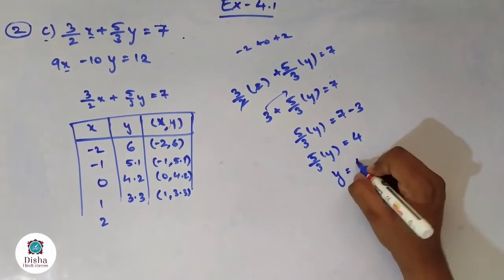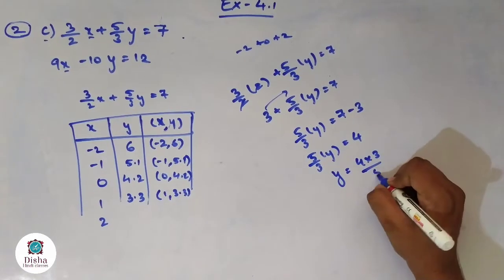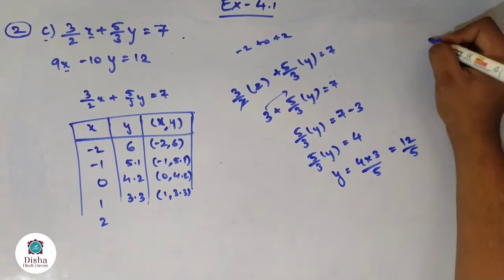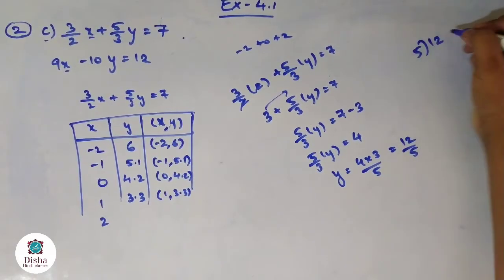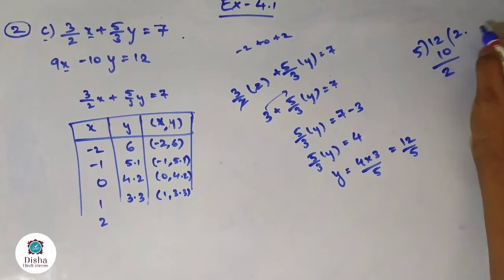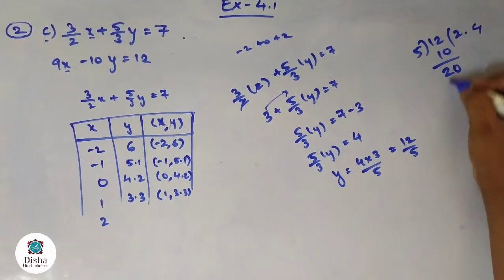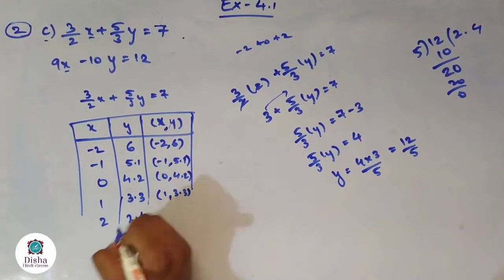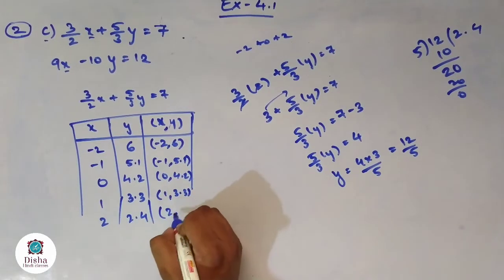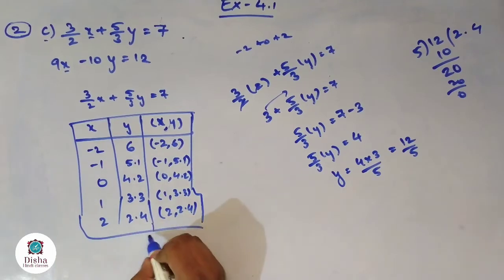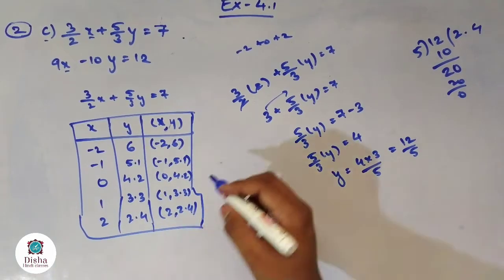So y equals 4 into 3 by 5. That is 12 by 5. So now if we divide 12 by 5, what will we get? 5 twos are 10, right? So 2 carry. So we'll take the point here. We can take 0 here. So 5 fours are 20. So it is 2.4. Okay. So (2, 2.4). So these are the points that need to be plotted on the graph.